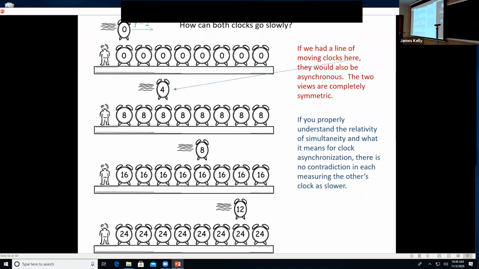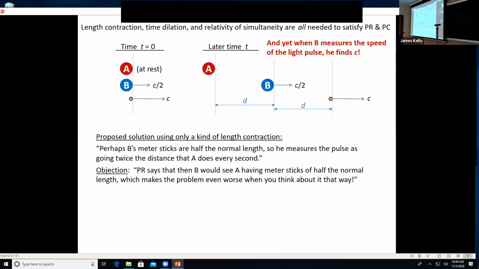So the upshot is, if you properly understand the relativity of simultaneity and what it means for clock asynchronization, there's no contradiction in each measuring the other's clock as slower, even though it's a little bit mind-bending to put those effects together.